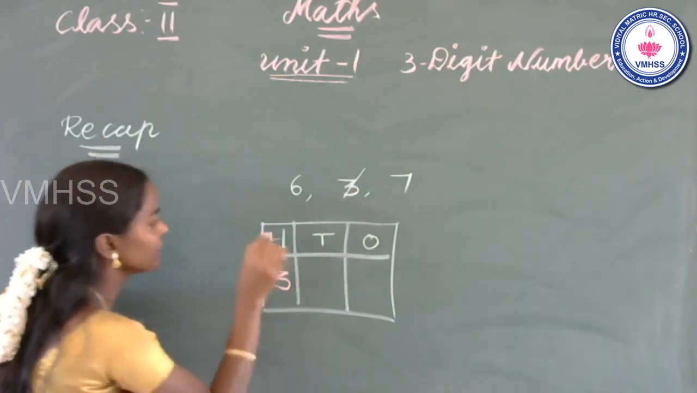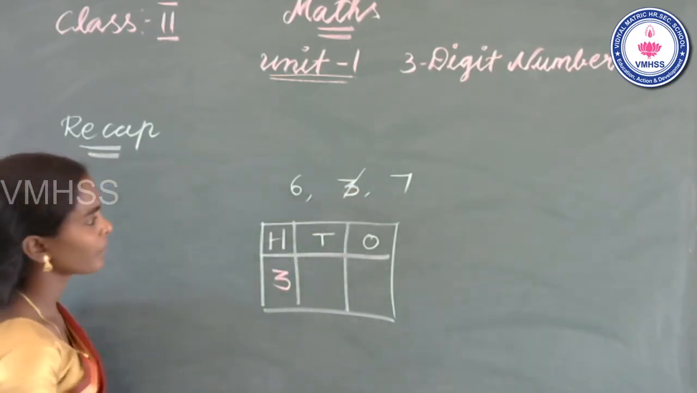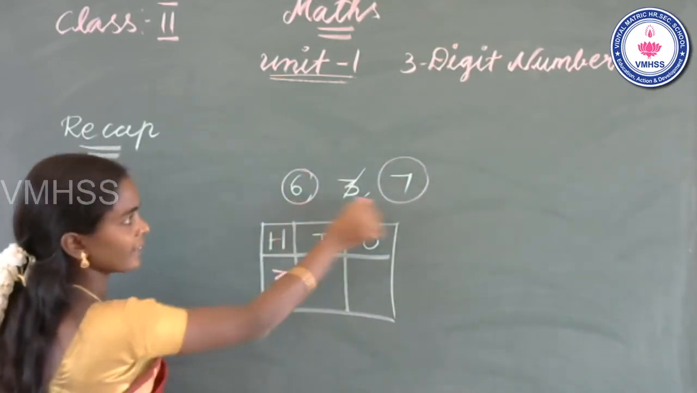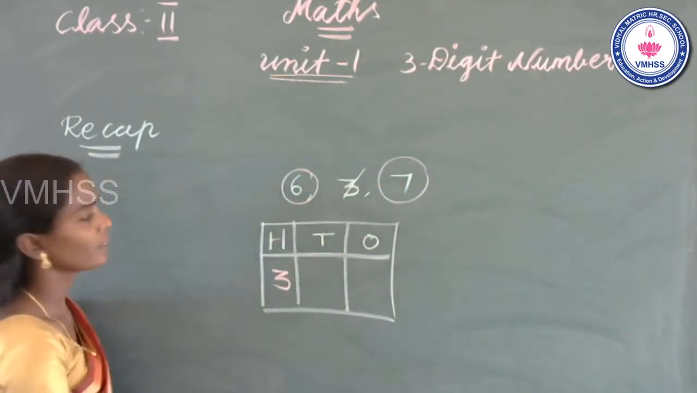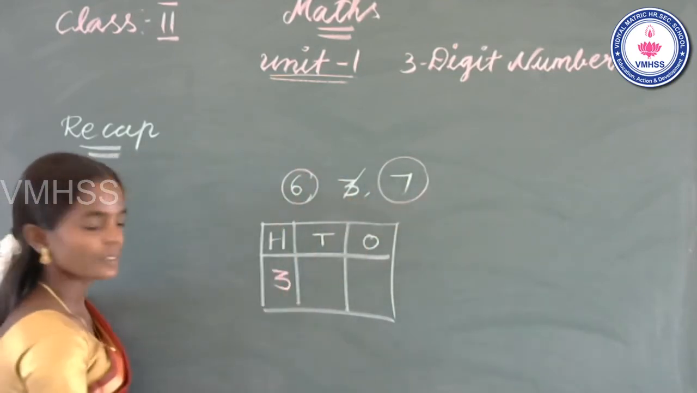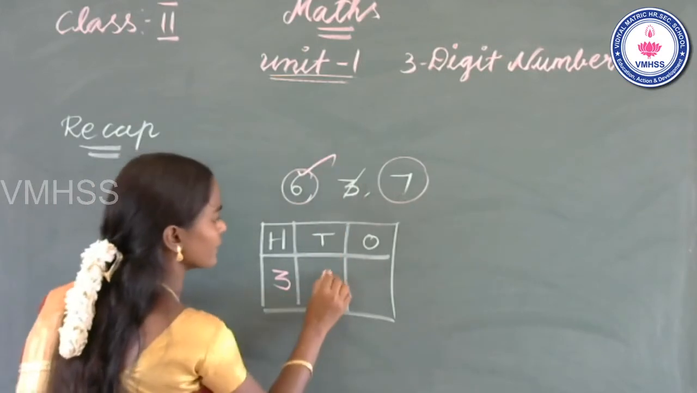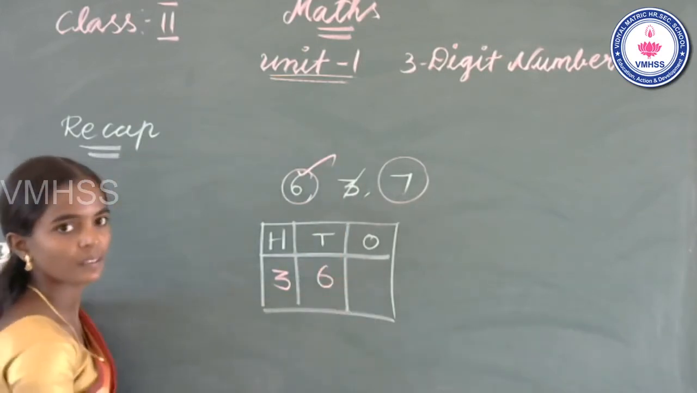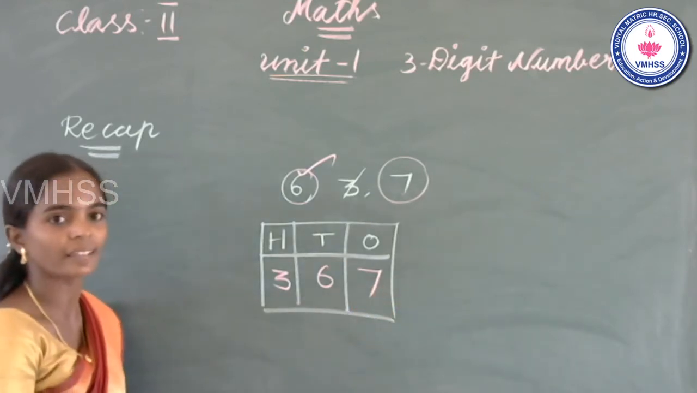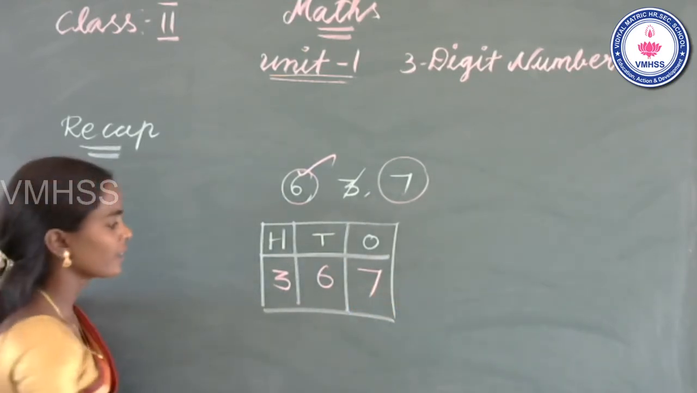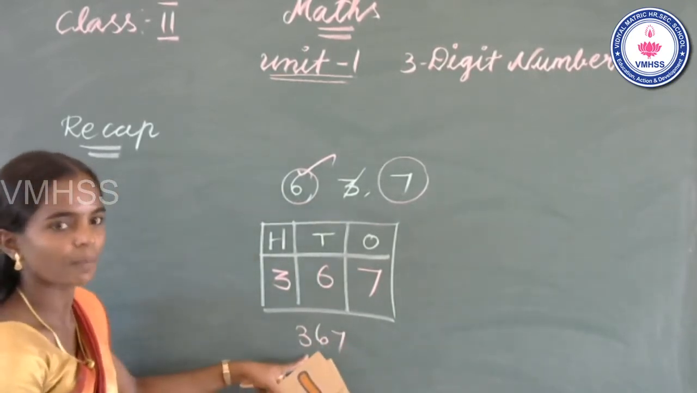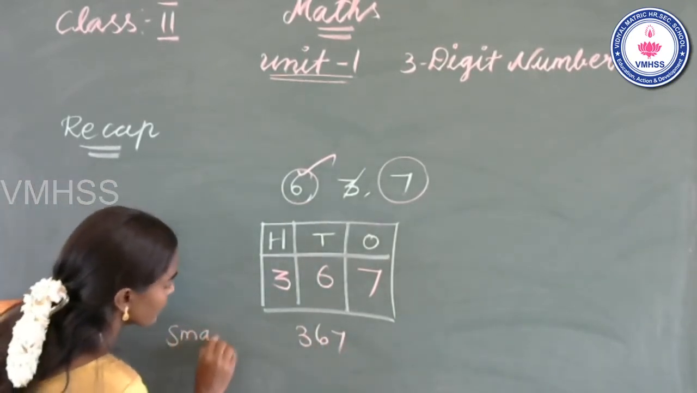So 3 in the hundreds place. Next we have the remaining 2 numbers, 6 and 7. Which is the smaller number, 6 or 7? 6. So 6 in the tens place. The last number is 7, so 7 in the ones place. The smallest number is 367.